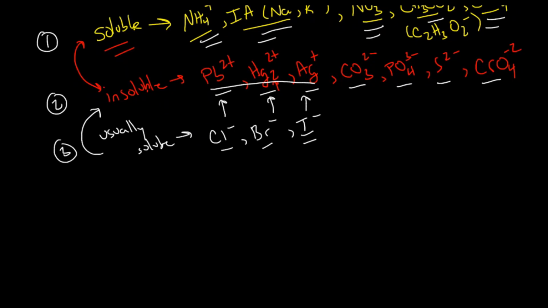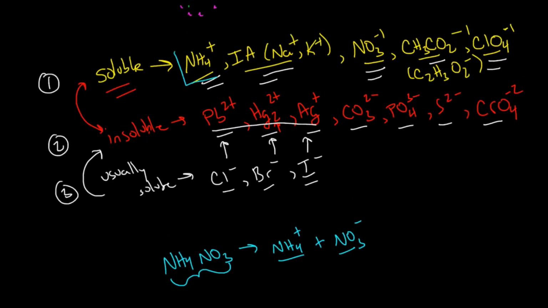So if we have an ionic compound that is ammonium nitrate, as we talked about before, we can think about this as an ammonium cation and a nitrate anion. So if this compound were to dissolve in water, it has the potential to separate into an ammonium cation and a nitrate anion. And since both ammonium and nitrate are found in our soluble list, here's ammonium, here's nitrate, this compound is definitely going to be soluble. It will dissolve in water.